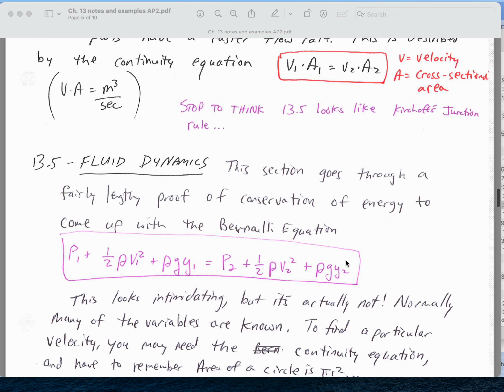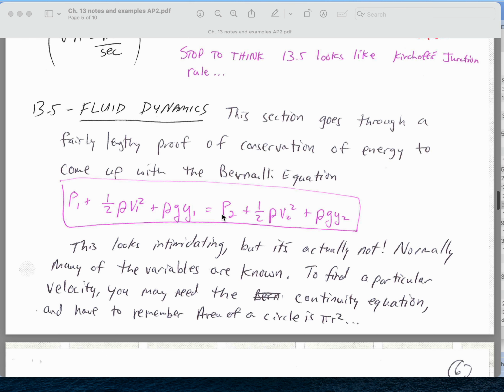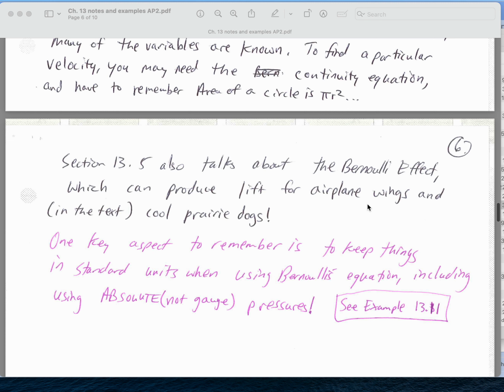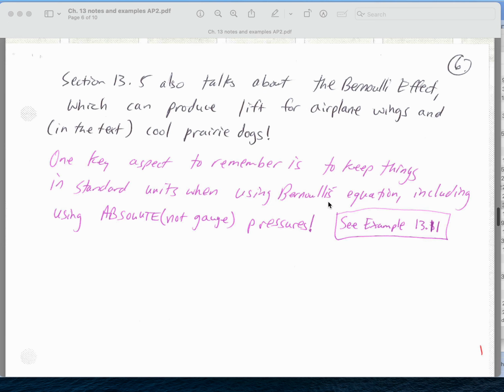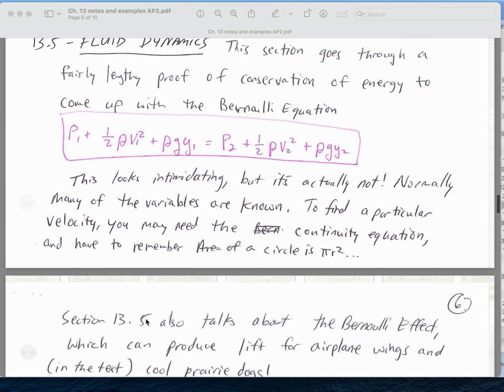This nasty beast is Bernoulli's equation, but I did say that normally it's not quite as bad as we would think, or as it initially looks, because many of these things you can either cancel out or are known when you're given the problem information. Section 13.5 talks about that. One key thing is keep things in standard units when using this equation, and that means we have to use absolute pressure for these, not gauge pressures.